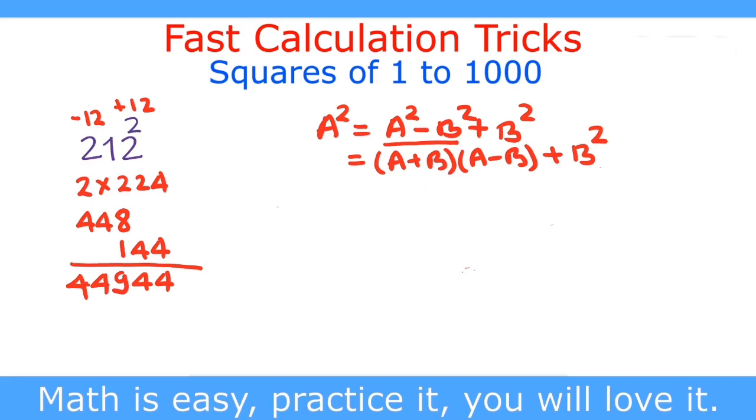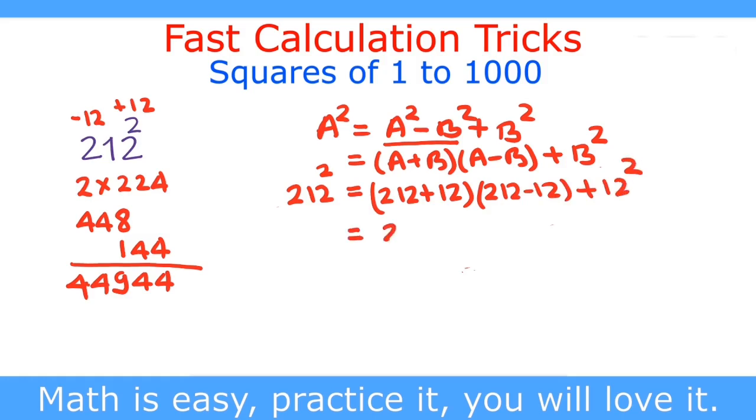In our this example, a is 212. So we write 212 square. So a is 212 and b is 12. So we write 212 plus 12 in one bracket in place of a plus b, and in place of a minus b, we write 212 minus 12 plus 12 square for b square. Now 212 plus 12 becomes 224, and 212 minus 12 is 200 plus 12 square.